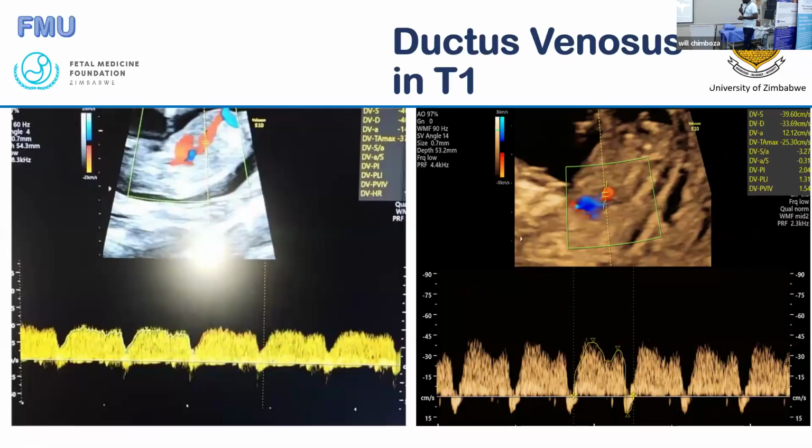All right, so these are just some images of the ductus venosus. I think it was demonstrated in the first trimester, whereby the image should be zoomed, occupying much of the screen. And that's a normal waveform here with a positive A wave. Then here you can see there is actually reversal of flow in the A wave.